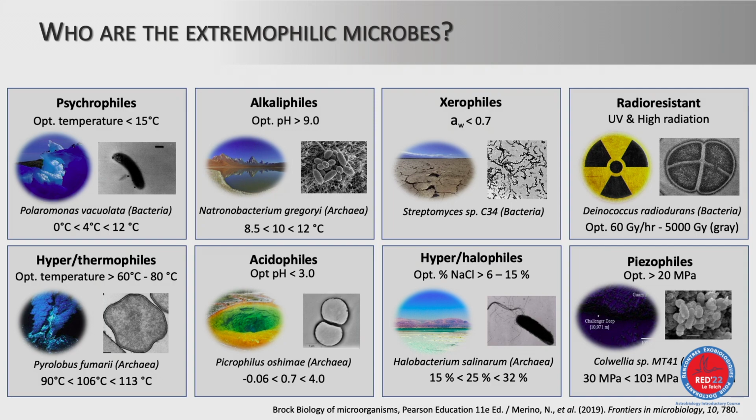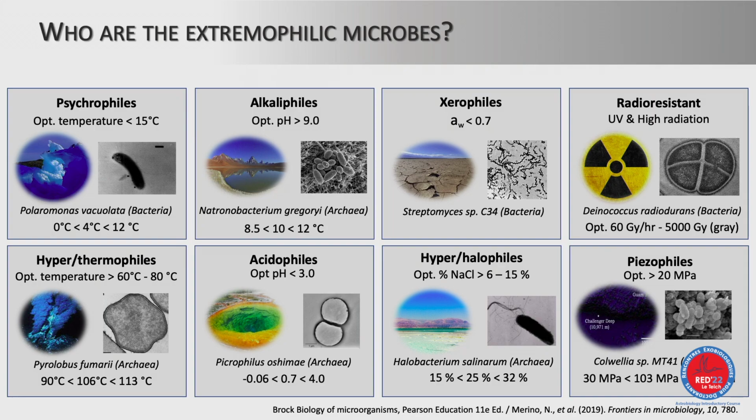And you also have piezophiles, the ones that live under high pressure conditions, so above 20 MPa, which is 200 times the atmospheric pressure. And here is an example with Colwellia. This bacteria was isolated from the deepest point on Earth in the Mariana Trench, the Challenger Deep, at 11,000 meter depths. And you can see that it can grow at more than 1,000 times the atmospheric pressure.